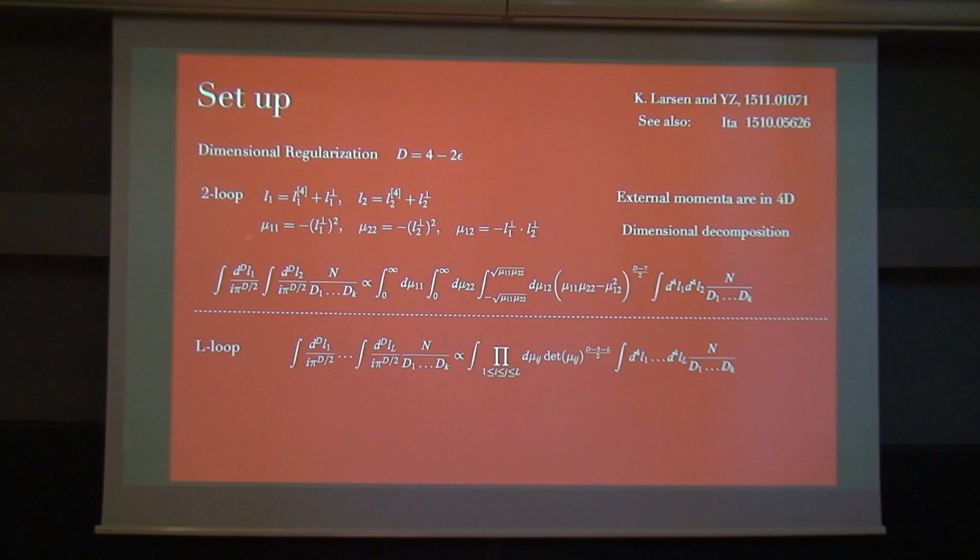For the internal momentum, you split that into 2 pieces. One is the 4D part, the other part is the extra-dimensional part. And then you introduce some scalar products over the extra-dimensional part, which are mu_11, mu_22, mu_12 if you consider 2 loops. And you have to consider the symmetric mu_ij products for higher loops.